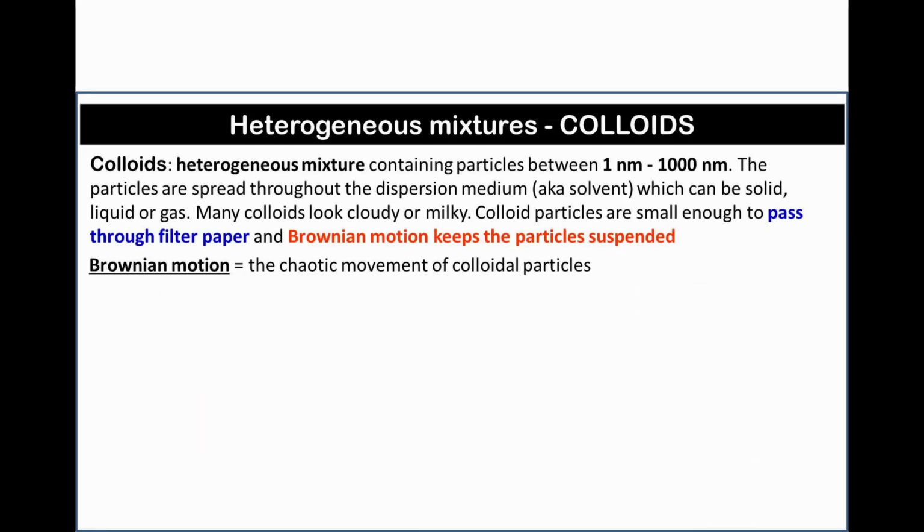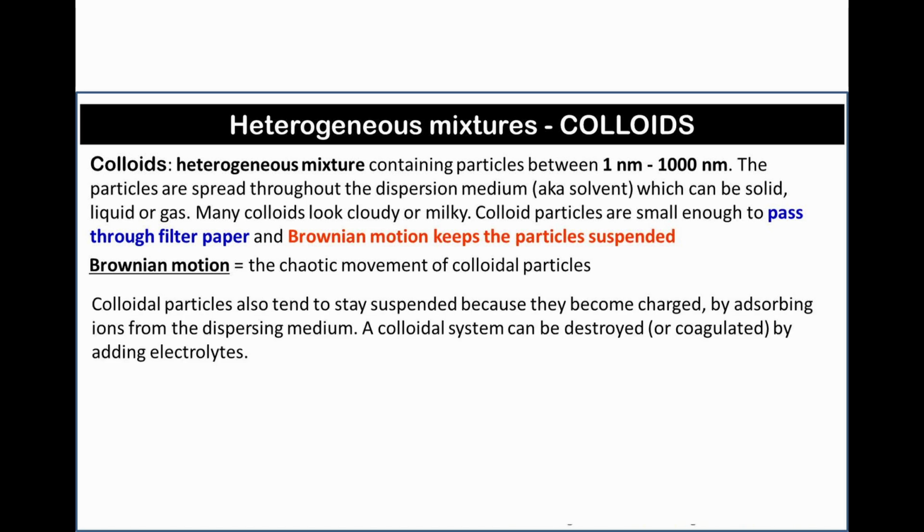Colloids are heterogeneous mixtures containing particles between 1 and 1000 nanometers. The particles are spread throughout the dispersion medium, aka solvent, which can be solid, liquid, or gas. Many colloids look cloudy or milky. Colloid particles are small enough to pass through filter paper, and Brownian motion keeps the particles suspended. Brownian motion refers to the chaotic movement of colloidal particles. Colloidal particles also tend to stay suspended, because they become charged, by absorbing ions from the dispersing medium. A colloidal system can be destroyed, or coagulated, by adding electrolytes.